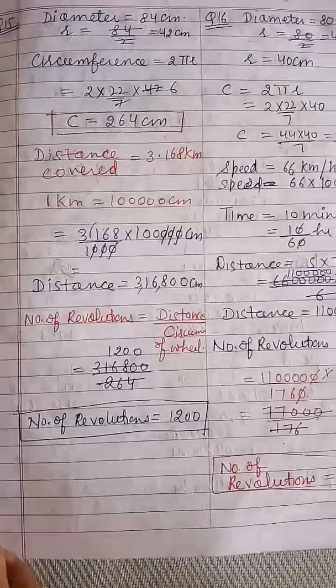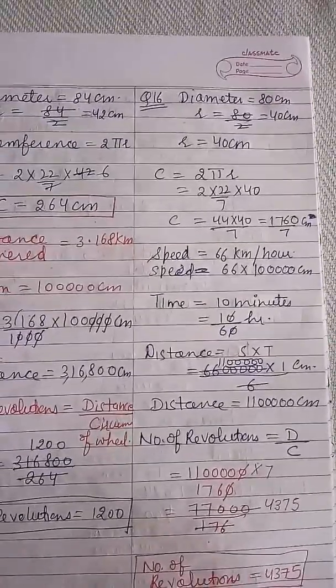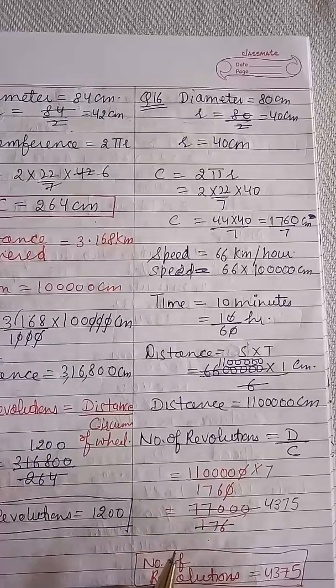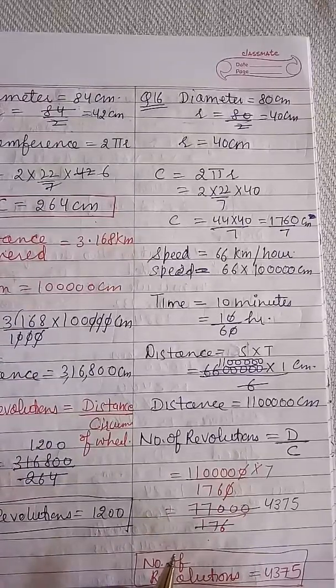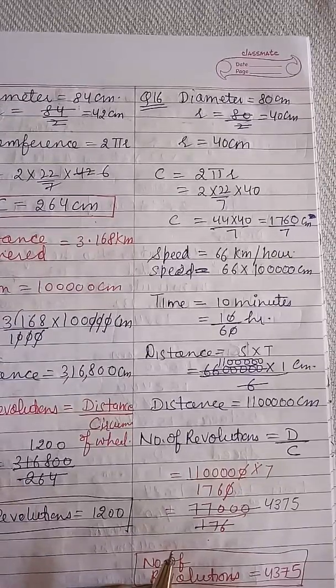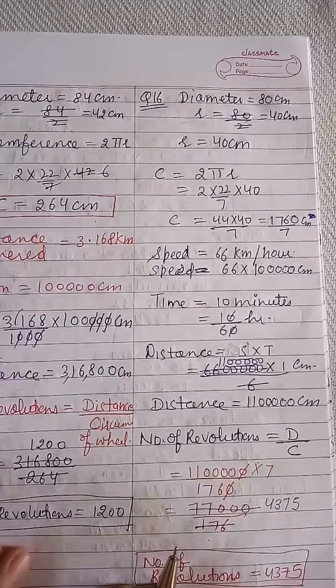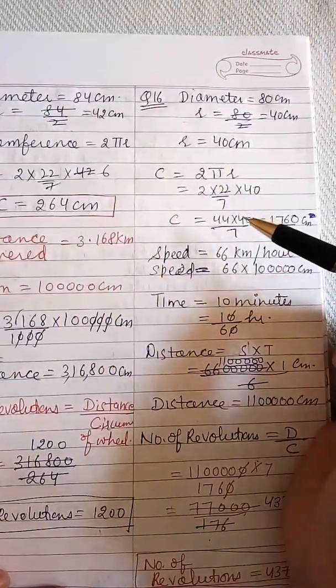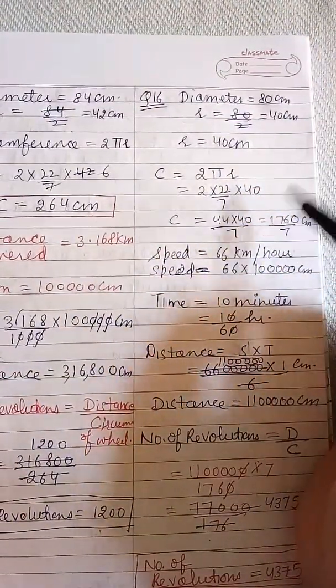So come to the 16th question. Now in the 16th sum, each wheel of a car is of diameter 80 centimeter. How many complete revolutions does the wheel make in 10 minutes when the car is traveling at a speed of 66 km per hour? So similarly here also we have to find the number of revolutions, that is distance upon circumference.